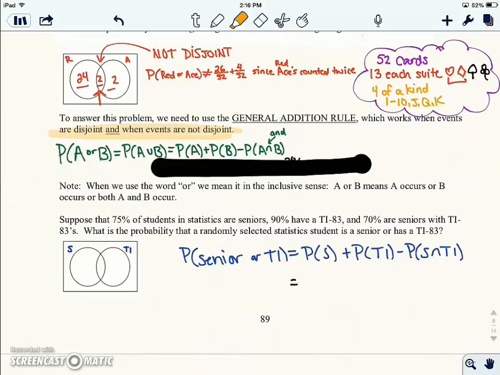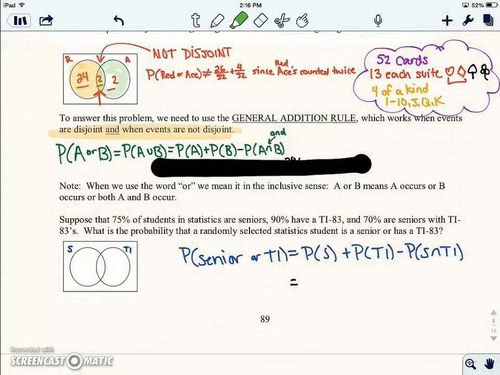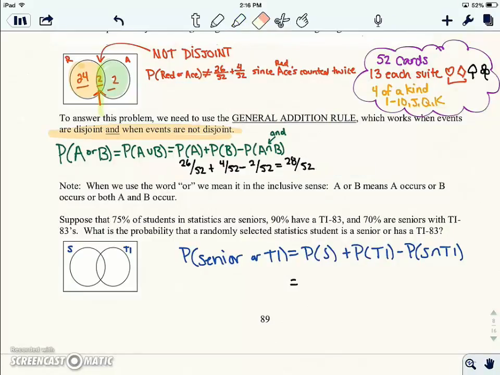And the rule is the probability of A or B equals the probability of A union B, that's the math symbol, which is the probability of A, so it'll be all of the red ones in this case, plus the probability of B, which would be all of the aces in this case, minus the probability of A and B, which would be A intersect B, which is their overlap. You have to subtract out the part that you counted twice. So instead of being 26 plus 4, it's going to be 26 plus 4 minus 2, or 28 out of 52 cards. We had to count that overlap out. That is the probability of getting a red or an ace.